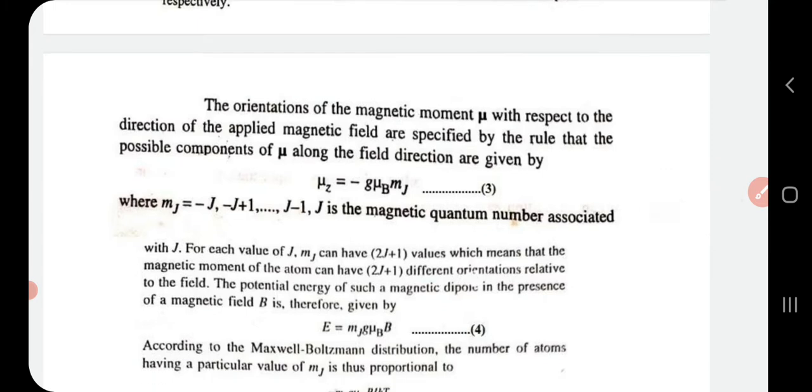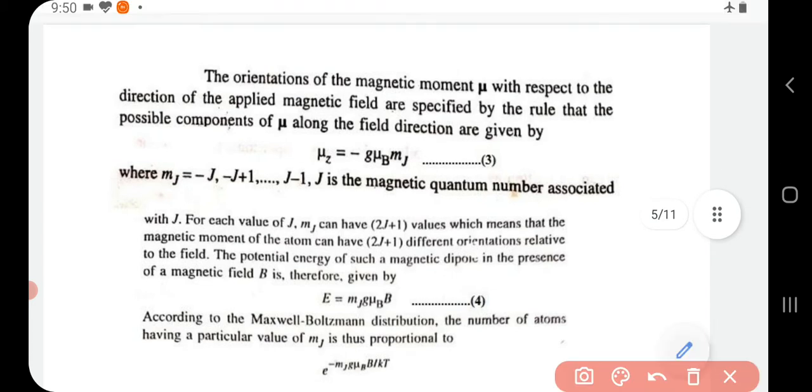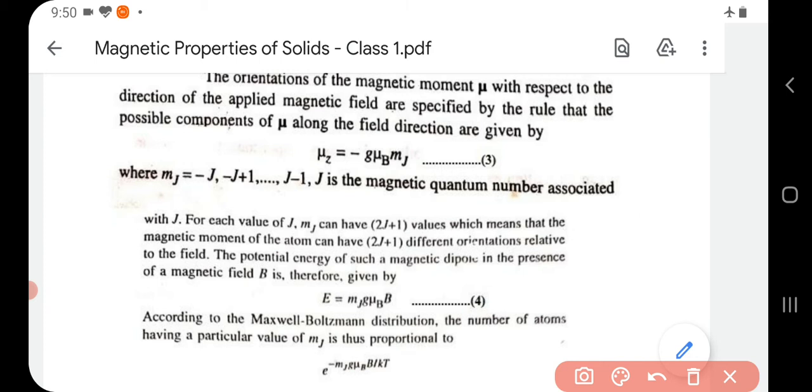Now, the orientation of the magnetic moment mu with respect to the direction of the applied magnetic field is given by this. Here we are applying the field in the z direction. So the component of the magnetic moment in the applied field direction will be mu z, and its value is given by minus g mu B m j. g, you know, is the Landé g factor. Mu B, the Bohr magneton, we have just discussed. Now what is the small letter m j? It is the magnetic quantum number associated with the total angular momentum of the atom, capital J, and it can have values from minus J to plus J.